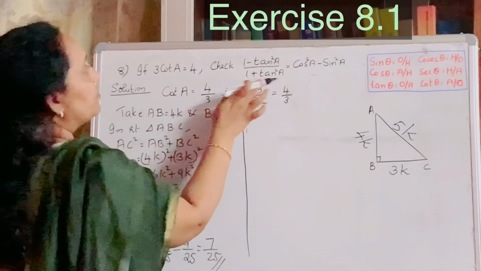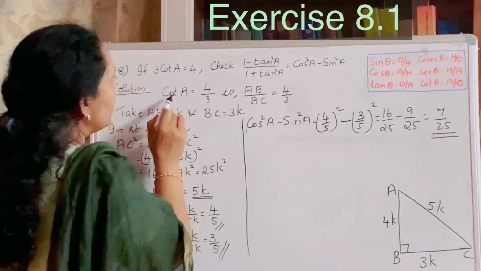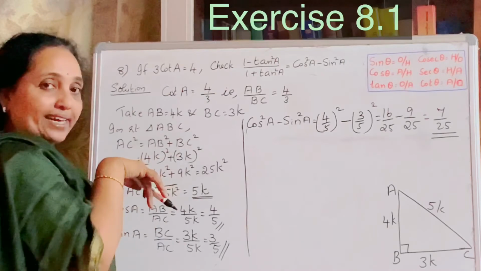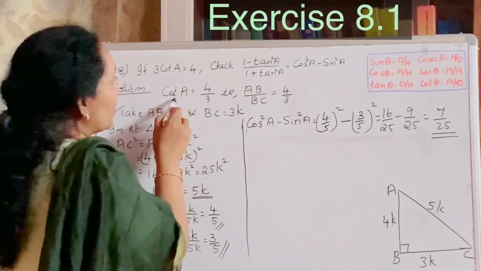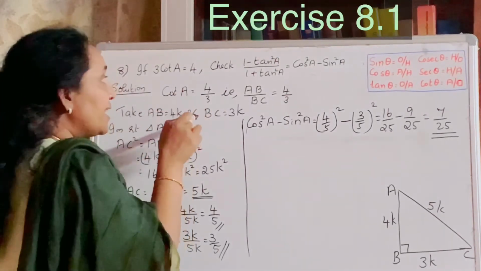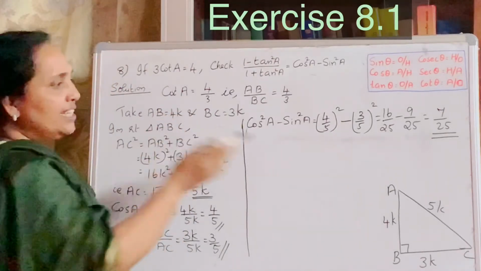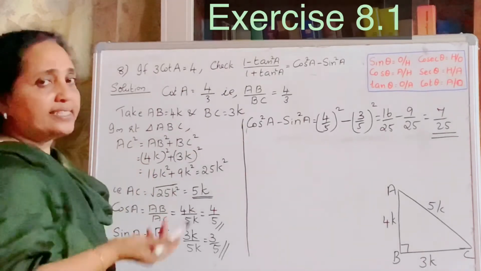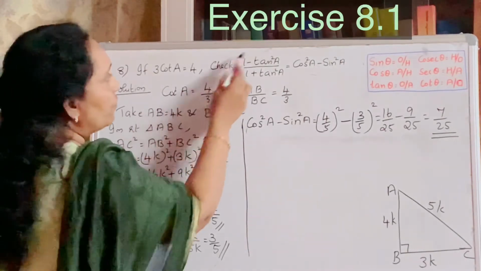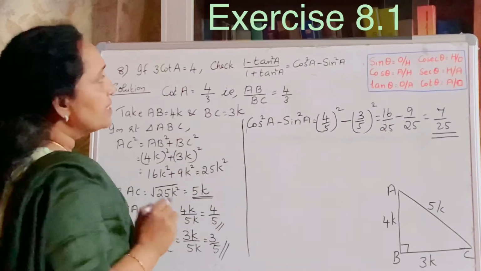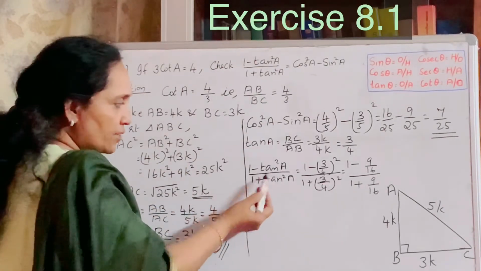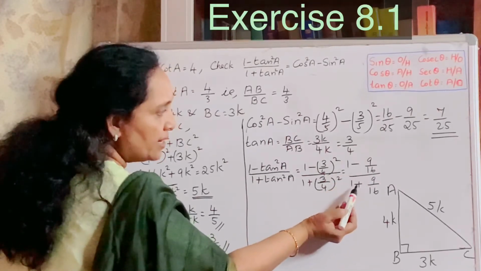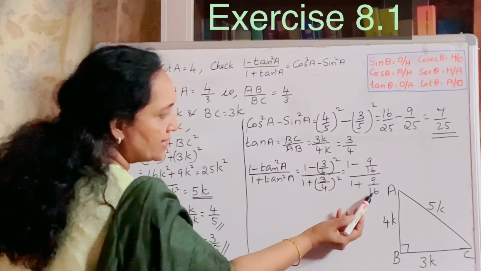Now find the value of this expression. Cot A is 4 by 3. So tan A is the reciprocal of cot A. That means tan A is equal to 3 by 4. We don't need to find it from anything else; cot is given here, and its reciprocal is tan, that is 3 by 4. So find 1 minus tan square A by 1 plus tan square A, which is equal to 1 minus 9 by 16 by 1 plus 9 by 16.